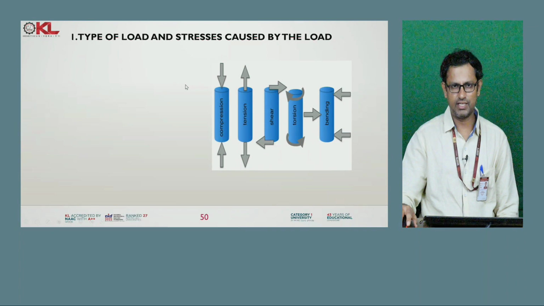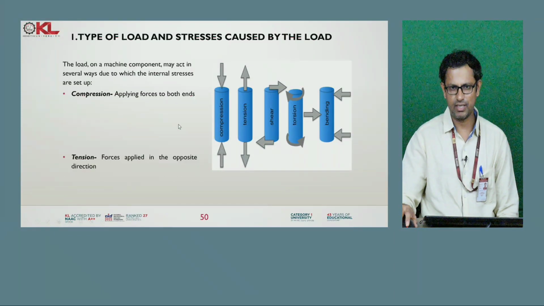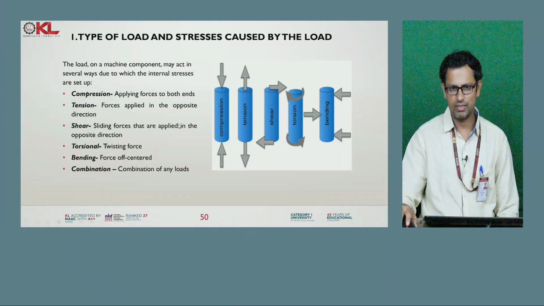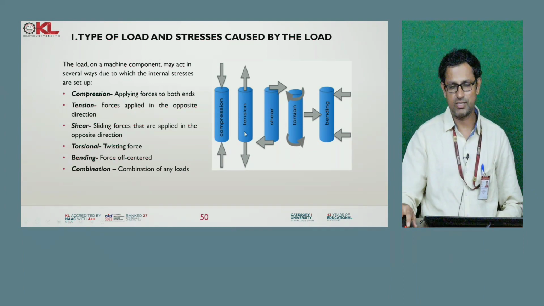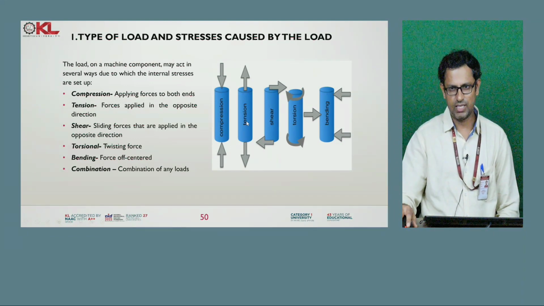So the first factor is type of load and the stresses caused by that load. Here you can see the different types of load that can act on the different components. The first one is the compression load. The second one is tension load, or shear load, or torsion load, or bending load. We have to ensure the product will withstand compression failure, tension or axial load failures, and shear failure. Whatever load is acting on that product, it should withstand all these types of load.